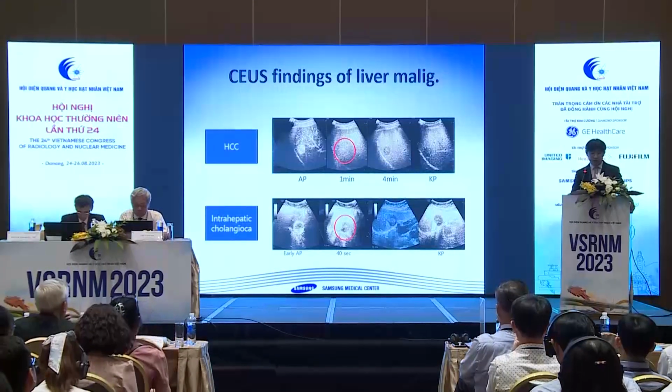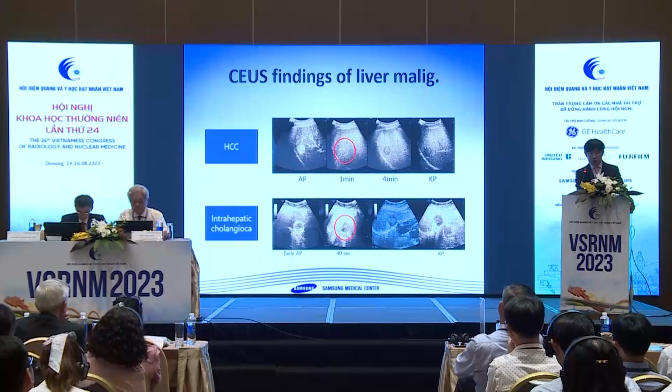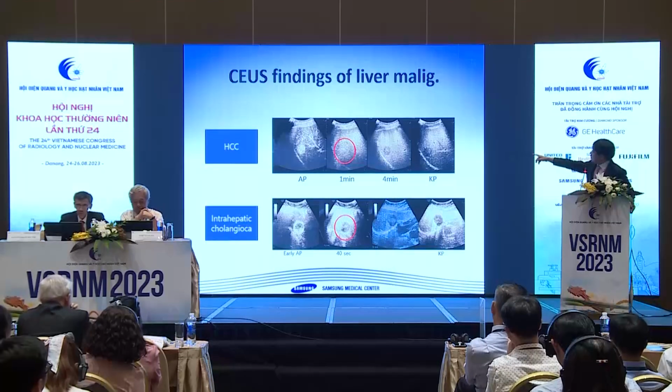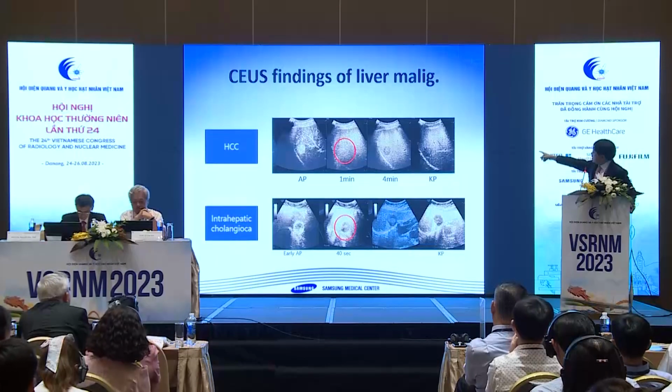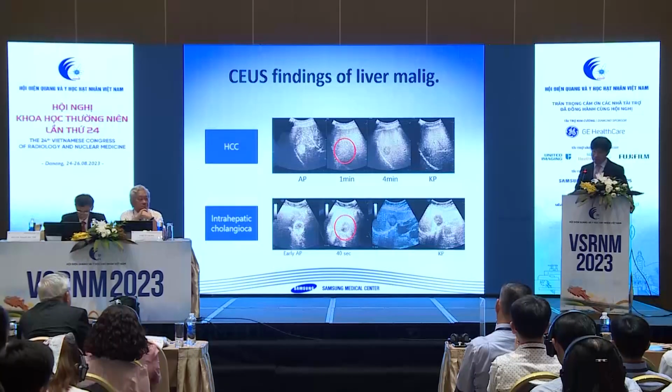This example shows the difference of the two tumors. The HCC shows arterial enhancement, and after 1 minute we cannot find any tumor in the circle, but after 4 minutes we can see a mild washout in the tumor, and the Kupffer phase shows a clear defect on the tumor.